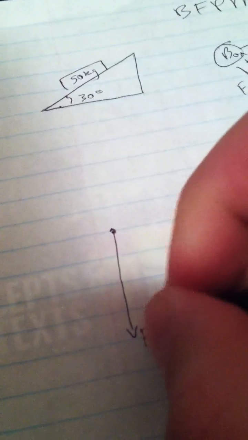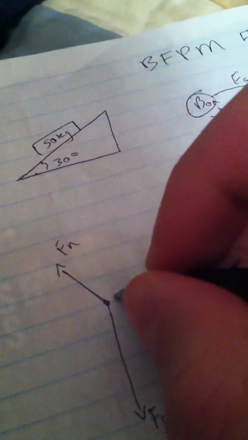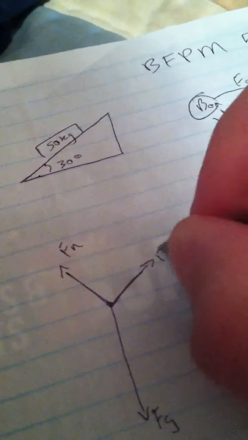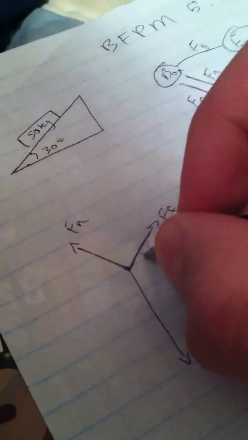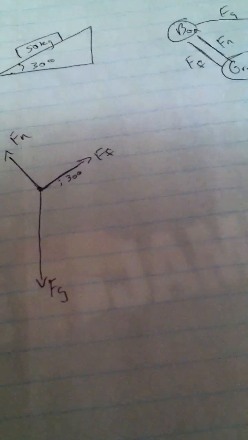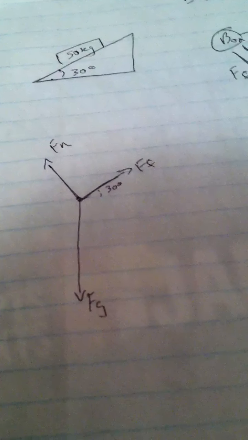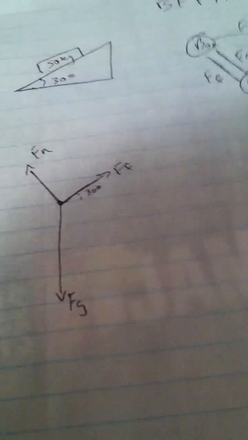And now I'm going to do the force diagram. So there's a box, maybe a force of gravity going down, normal force perpendicular to the surface, and then friction force parallel with the surface. And that 30-degree angle is right there. And then I'm going to break up the force of gravity into its perpendicular and parallel components. But first I need to solve for it.